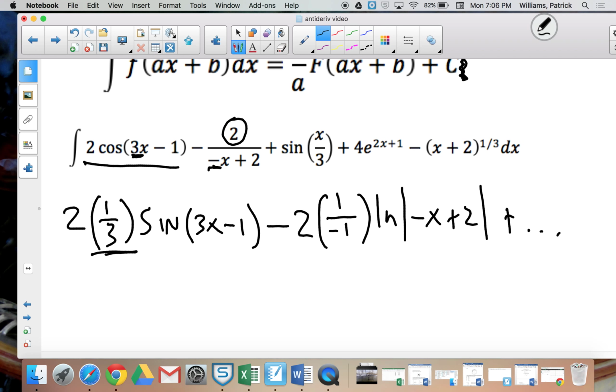We're going to have to continue this on into a couple lines. This is going to be a big one. So now we're looking at this term, okay? So now this is the same as saying sine of 1/3 x, okay?